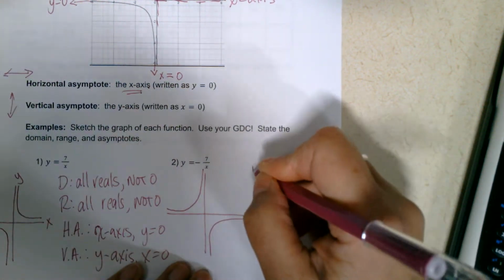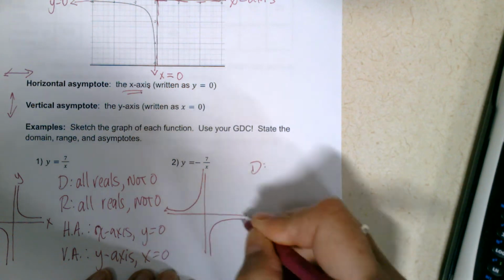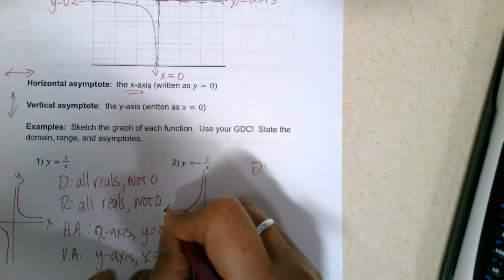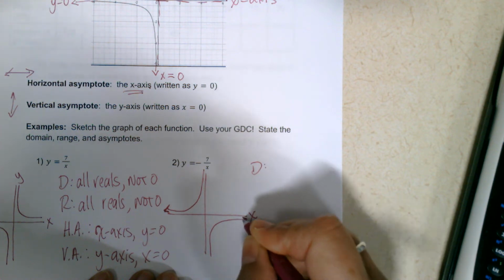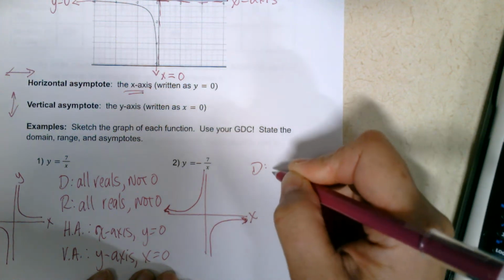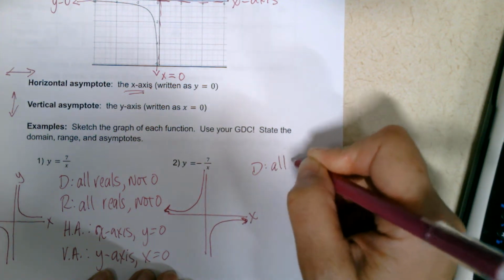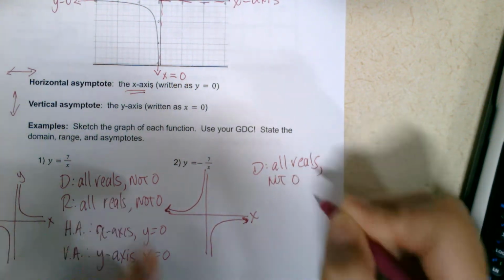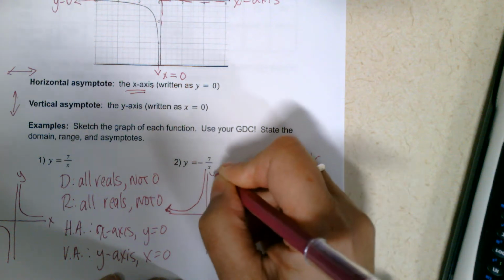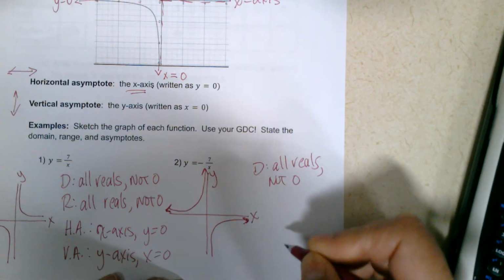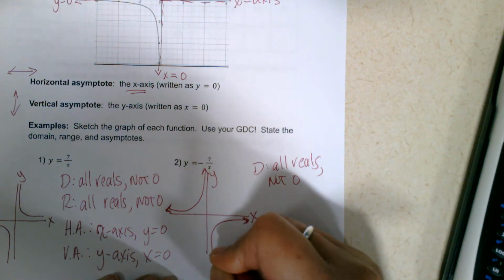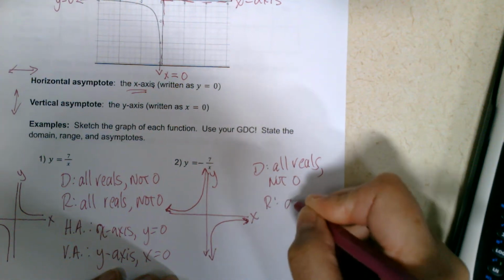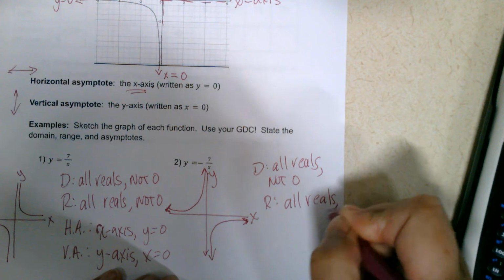Okay, so let's do our domain. Our domain is looking at the x-axis, and we can see that this is going to go towards all the negative values, and this one's going to go towards all the positives. So it is going to be all reals, but what is not going to cross? Not 0. All right, let's look at our y values. This is going to go all the way up to all of our positive y values. This is going to go all the way down to our negative y values. So again, all reals, not 0.